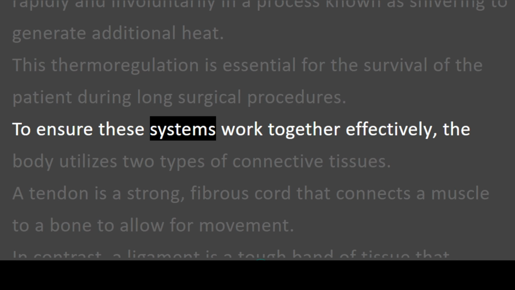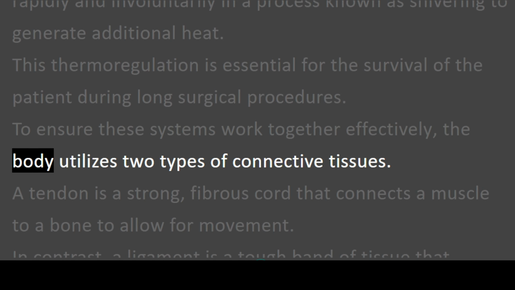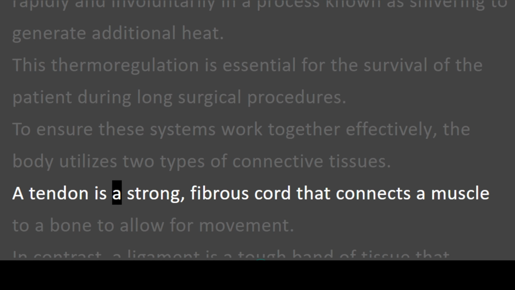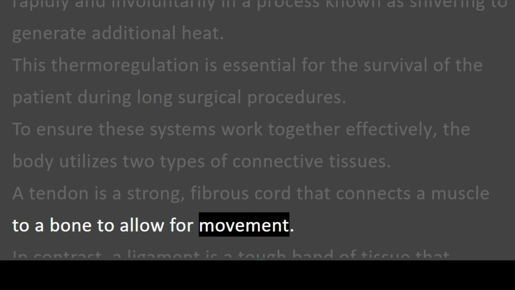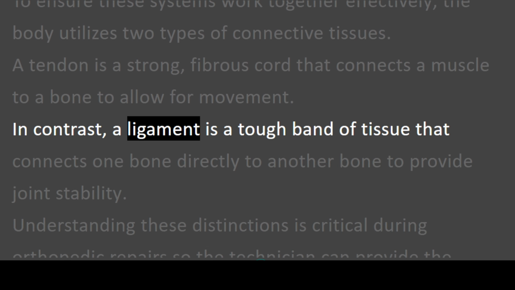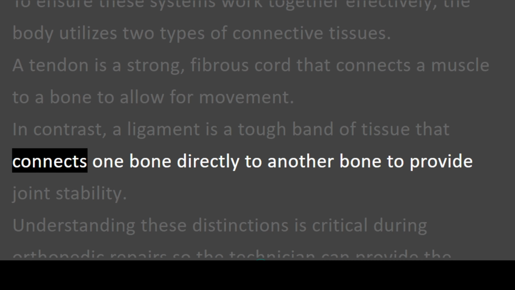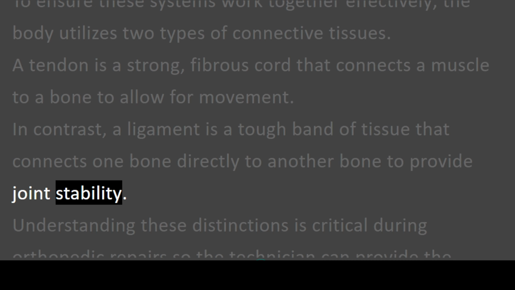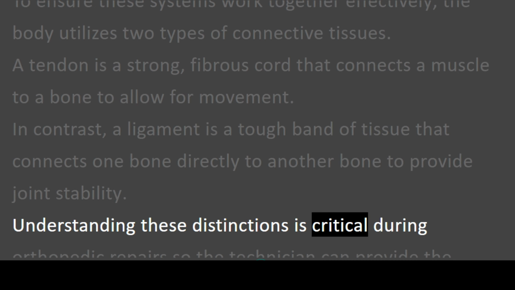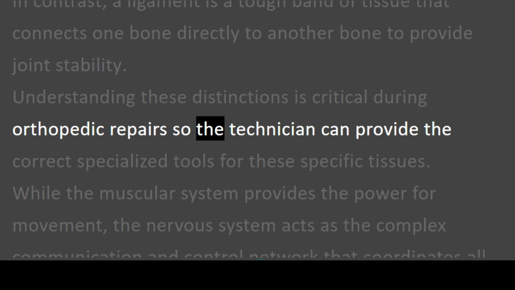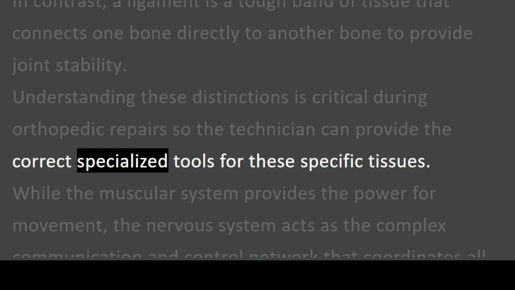To ensure these systems work together effectively, the body utilizes 2 types of connective tissues. A tendon is a strong, fibrous cord that connects a muscle to a bone to allow for movement. In contrast, a ligament is a tough band of tissue that connects one bone directly to another bone to provide joint stability. Understanding these distinctions is critical during orthopedic repairs so the technician can provide the correct specialized tools for these specific tissues.